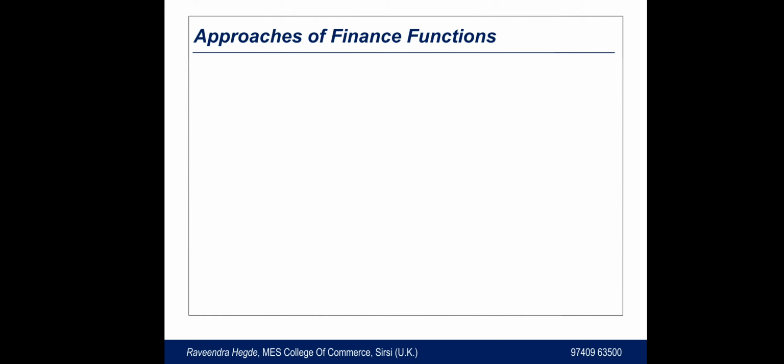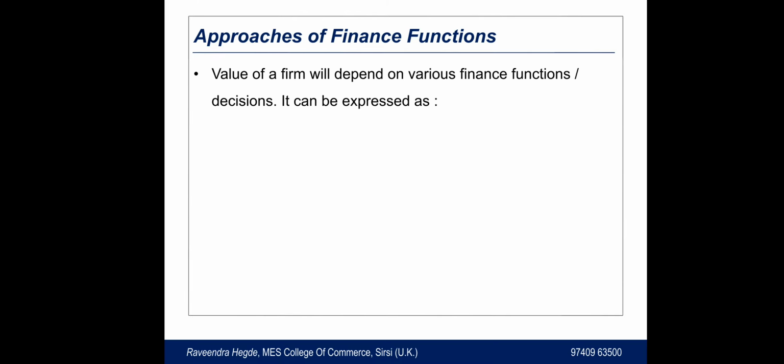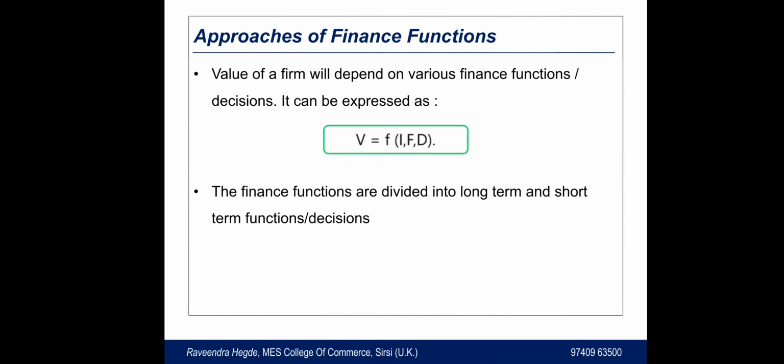Now, let us examine the approaches of finance functions. Value of a firm will depend on various finance functions or finance decisions. It can be expressed as V = f(I, F, D). Here f indicates function, I means investment decisions, F indicates financing decisions, and D means dividend decisions.